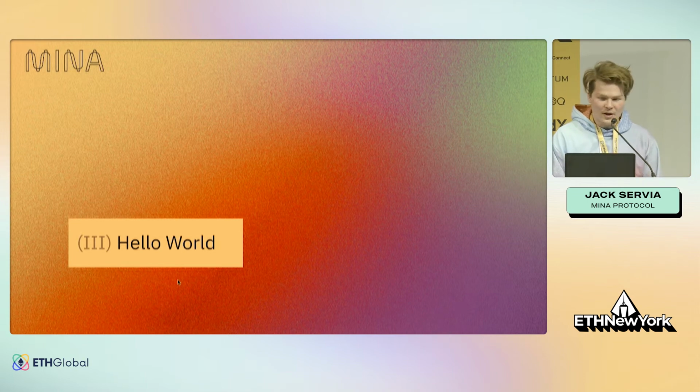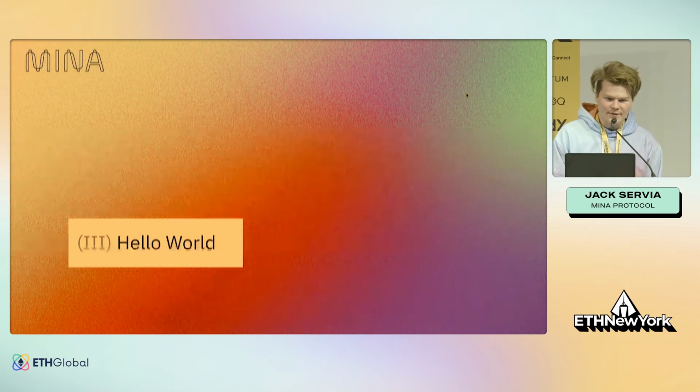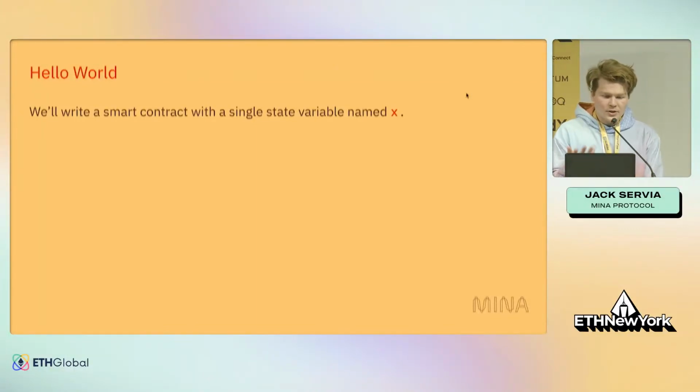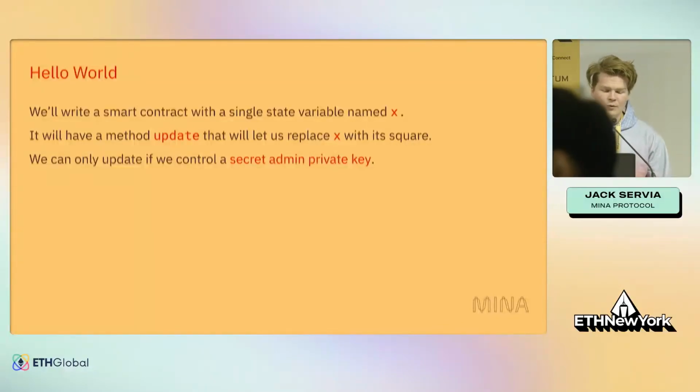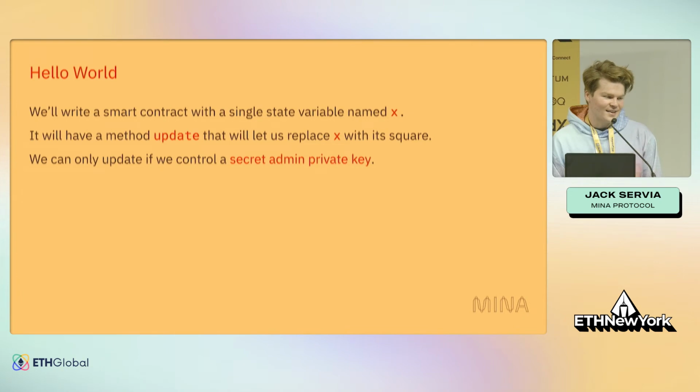So yeah, we'll walk through a hello world example really quickly, and then probably have some time for questions. So we'll write a smart contract with a single state variable named x. And it will have a method update that will let us replace x only with its square. And we can only update it if we control a secret admin private key. So this is how you gate who's allowed to call specific things. It's a more general model than what people are probably used to with Ethereum.